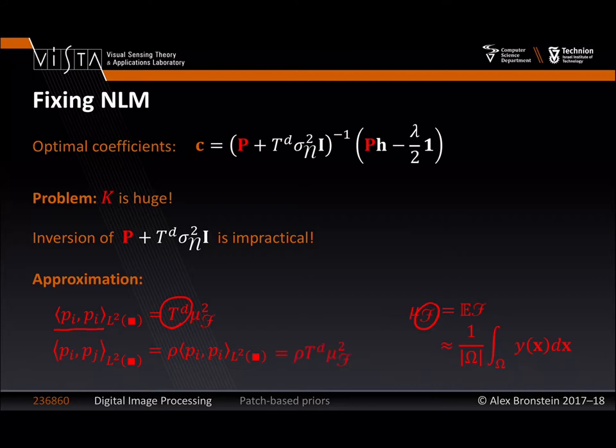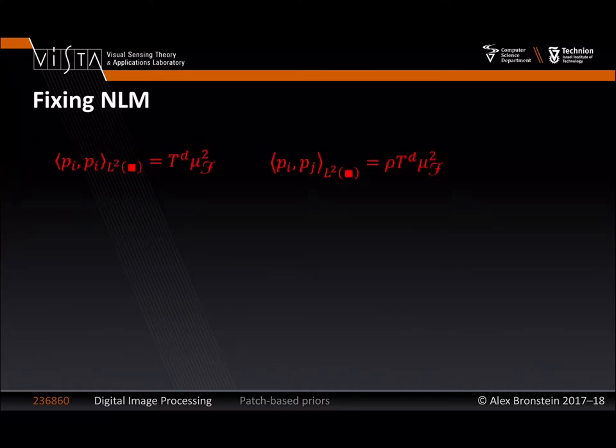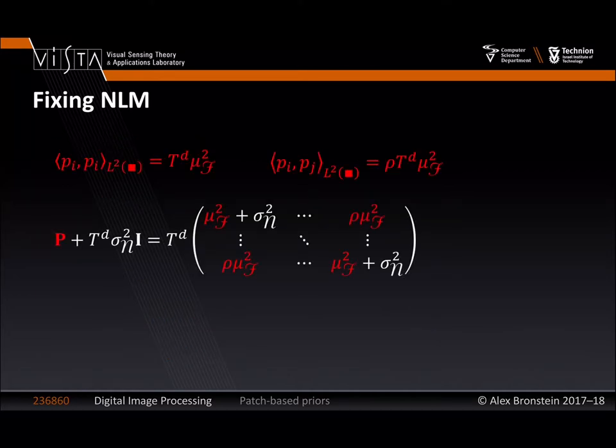Okay. So if I'm assuming this form of the matrix, this is how it is going to look. It will have mu squared plus sigma n squared on the diagonal and rho mu squared off diagonal. Okay. So the matrix of this form already sounds like something that I can invert in closed form.